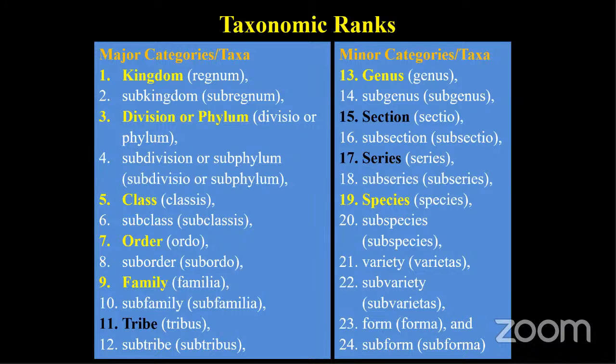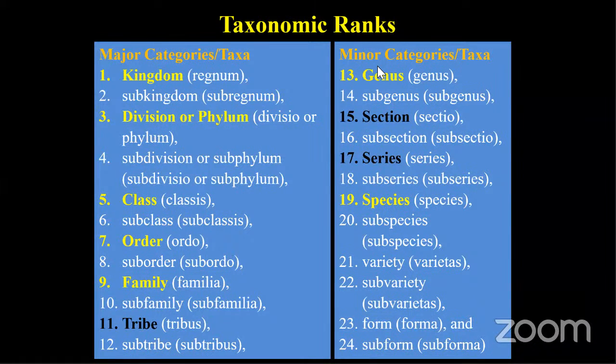Now, according to ICN, there are 24 categories, or 24 ranks. And these ranks might be divided into two major groups, major categories and minor categories. They are also commonly called major taxa or minor taxa. So the minor taxa are those which are directly involved in the name of a plant. Say, for example, genus and below the genus: genus, species, series, section, variety, subvariety, form, subform. All these are commonly called minor categories.